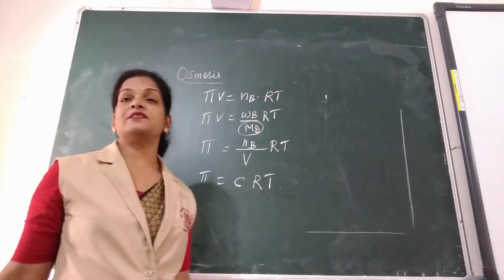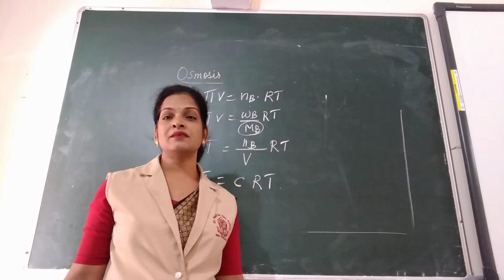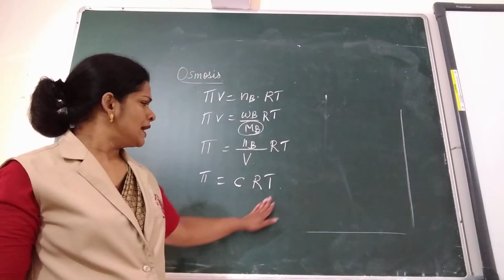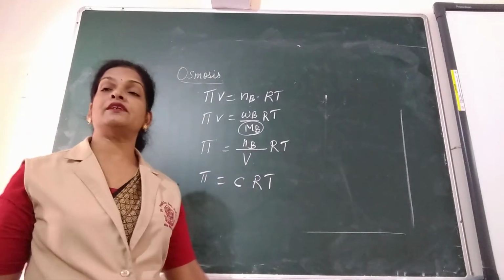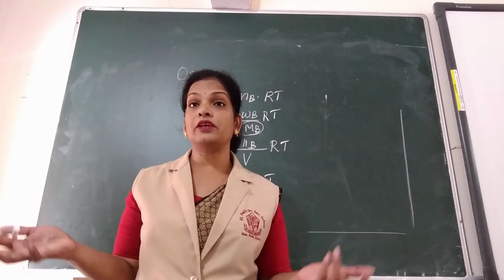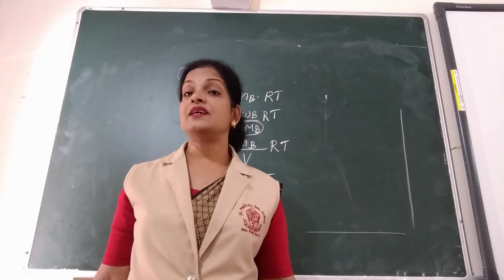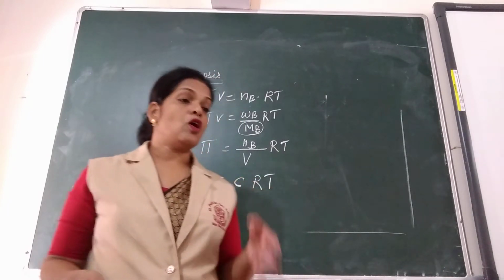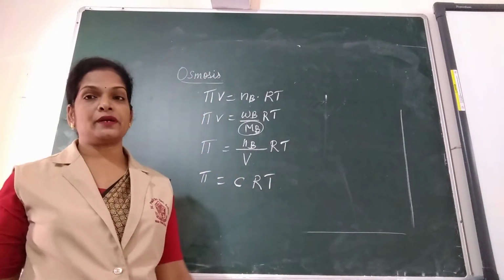Polymers have poor solubility. You have to make a solution. Polymers have poor solubility. And this osmotic pressure measurement is used to determine the molar mass of macromolecules and proteins. So these are the advantages of osmotic pressure over the other colligative properties.